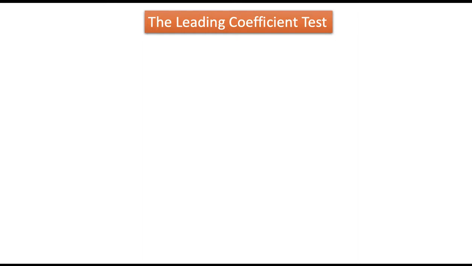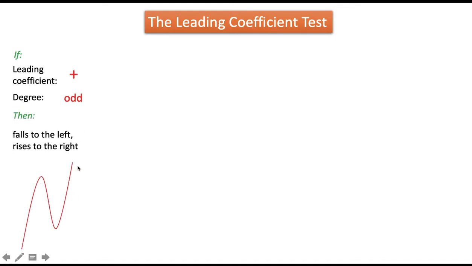Even without graphing our given polynomial functions, we can easily identify and describe the behavior of our graph by using this leading coefficient test. We have actually four different situations here. If the leading coefficient is a positive number and the degree is an odd number, then this is how the graph looks like. So the end behavior of our graph falls to the left and rises to the right.